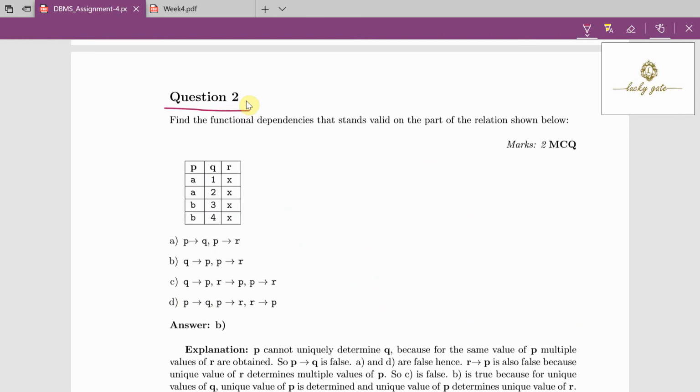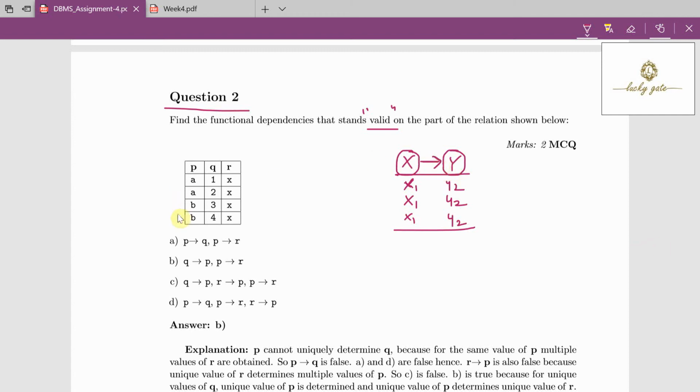Question number 2. Find the functional dependencies that stand valid. The question is about the validity of the dependencies on the part of the relation shown below. A functional dependency X to Y is said to be valid if, whenever the LHS of the dependency is duplicating, say x1, x1, x1 like this, the corresponding RHS is also duplicated. Suppose the RHS is y2, this should be the same for all these 3 tuples. So keep in mind, friends, if the LHS is the same, then the corresponding RHS should also be the same. But the reverse need not be true because a dependency is one directional.